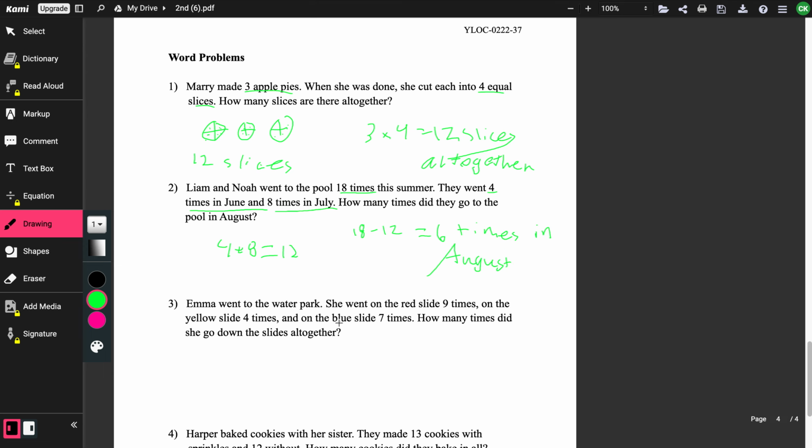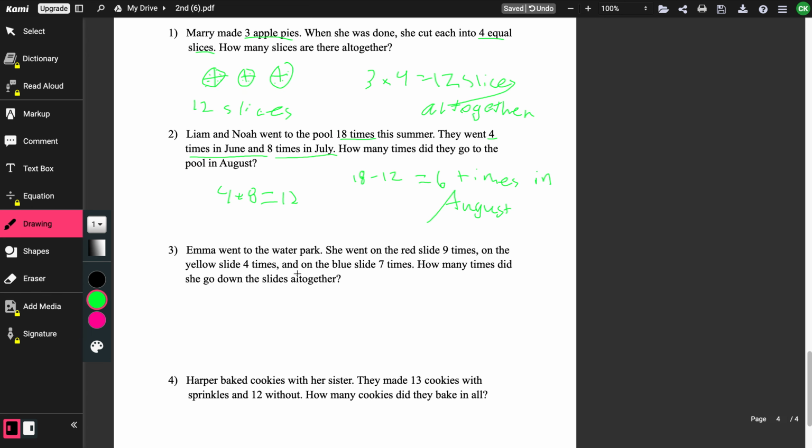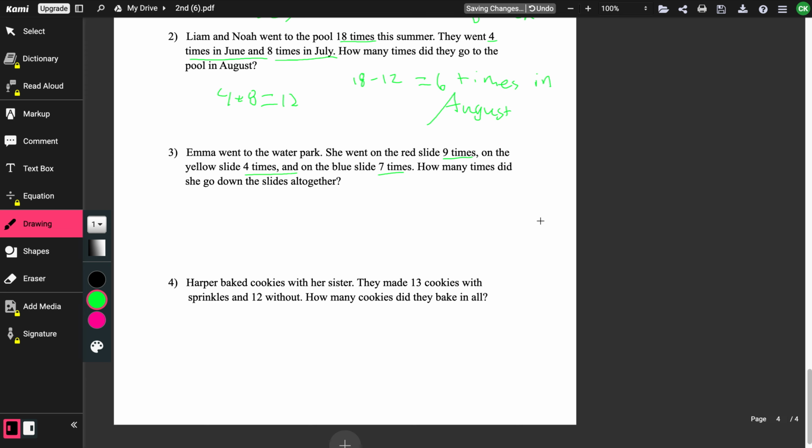Okay, moving on, let's do number 3. Emma went to the water park. She went on the red slide 9 times, the yellow slide 4 times, and the blue slide 7 times. How many times did she go down the slide altogether? So this one says altogether. So we know when it says altogether, we're going to add up all the numbers. So 9 plus 4 first, which is obviously 13. And then 13 plus 7, which is 20. So 20 times altogether.